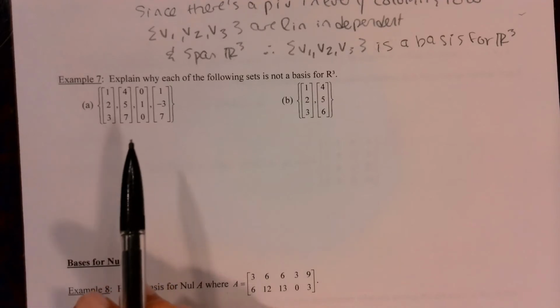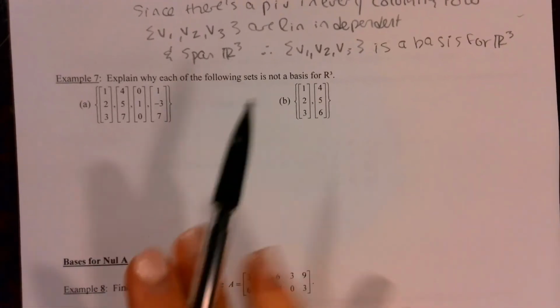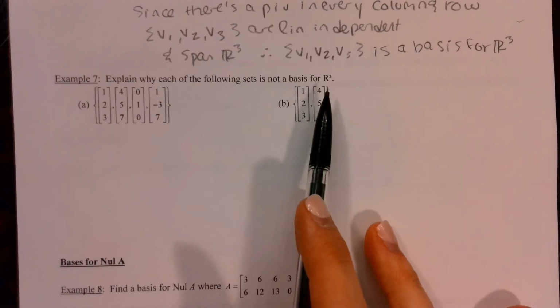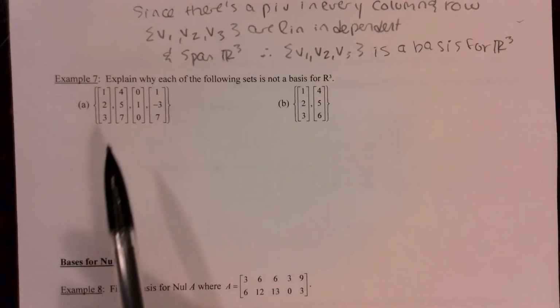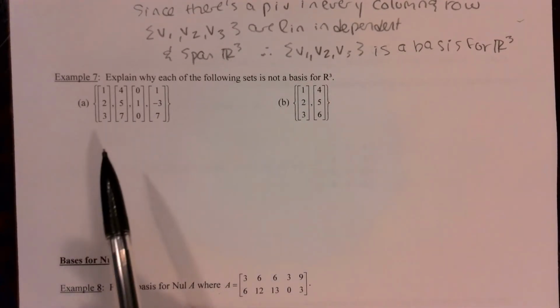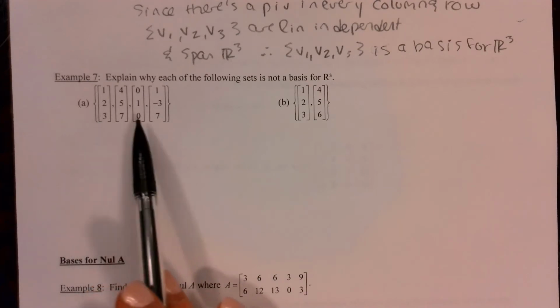Okay. All right, and then we'll just talk through these ones, but if you need to pause and write down the explanation, go ahead and look at the field notes. So we're looking for why each of these is not going to be a basis for R3. So if I think about putting these vectors into a matrix, I'm going to realize that I cannot have a pivot in every column.